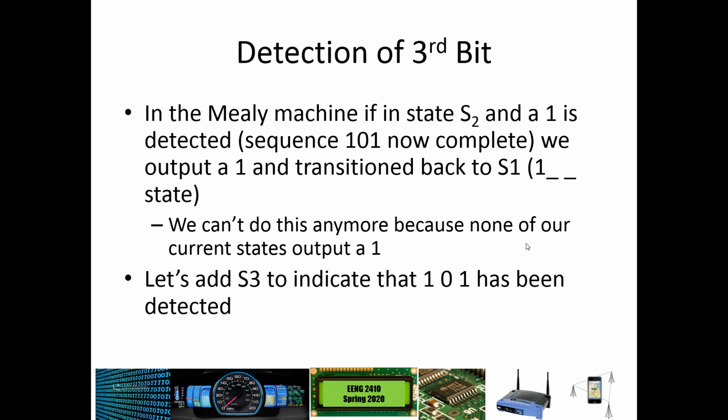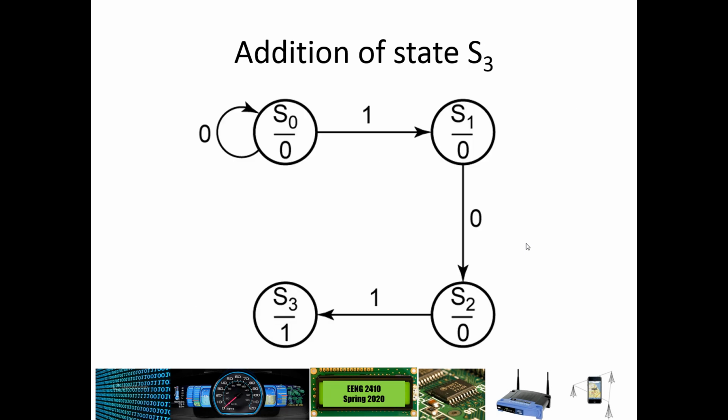So we're going to add an S3 state to be the state that indicates we have received 101 as our last 3 bits, so we have detected the sequence. And obviously the output here would be a 1, indicating that we've found it. So here we now have 4 states, S0, S1, S2, and S3. And so as we transition through, we see if we get 1, 0, 1, we now output a 1.